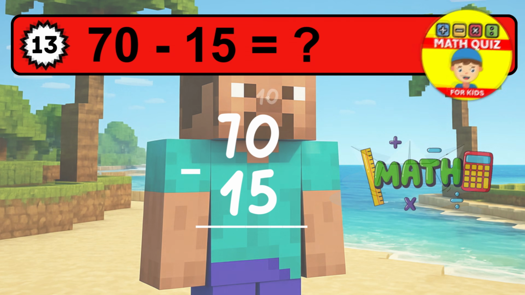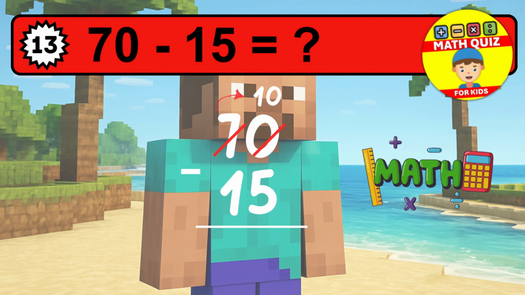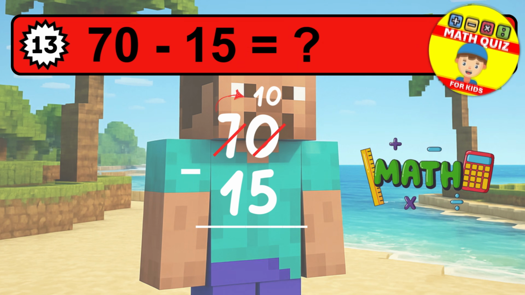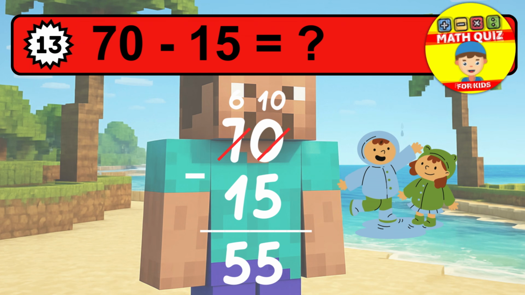Solve this step by step. We start with the units. 0 minus 5 is not possible, so we need to regroup. We take 1 10 from the tens column. Now we have 6 tens, and the units become 10.